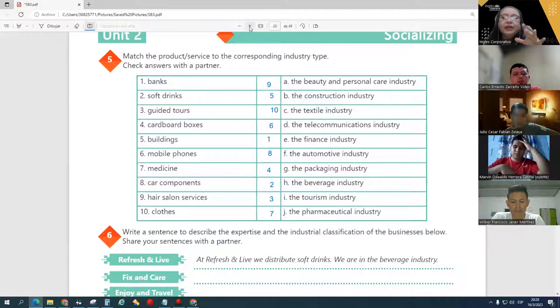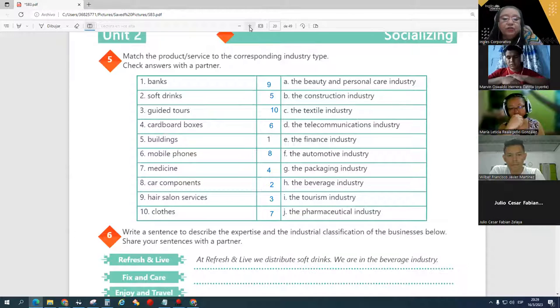What about number five, the construction industry, buildings? Yes. Number six, the telecommunications industry, mobile phones. Number seven, the pharmaceutical industry, medicine. Number eight, the automotive industry, car components. Yes. Number nine, hair salon services. The beauty and personal care industry. And the last one, clothes, the textile industry.